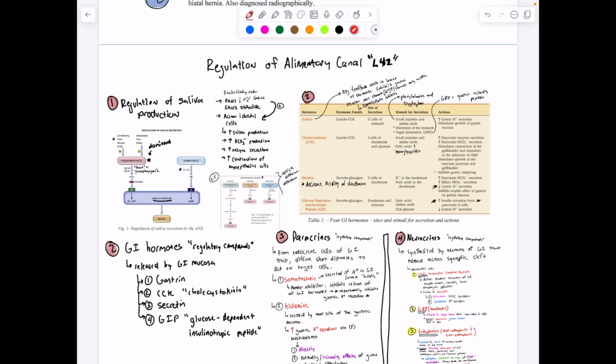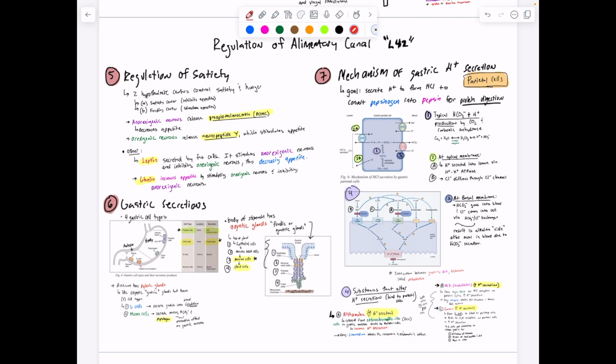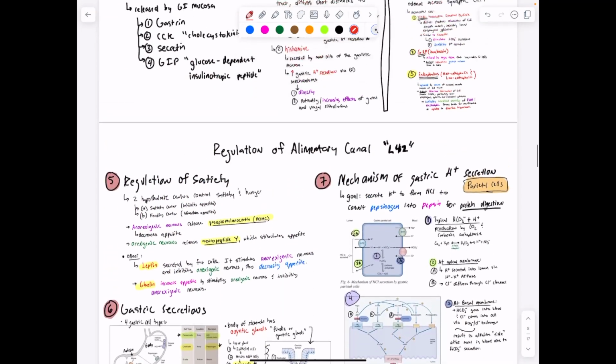All right, we're back. So this is the next lecture, lecture 42, regulation of the alimentary canal, aka GI tract. So we're going to be looking at saliva production, what the different hormones involved are, and then hunger, secretions of HCl, and then looking at some ulcers, but really a lot on stomach acid.